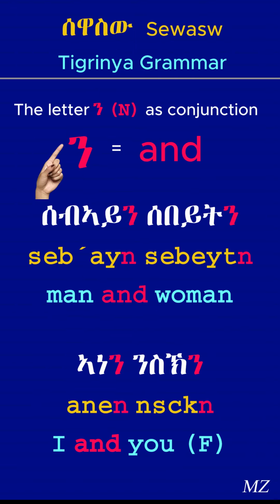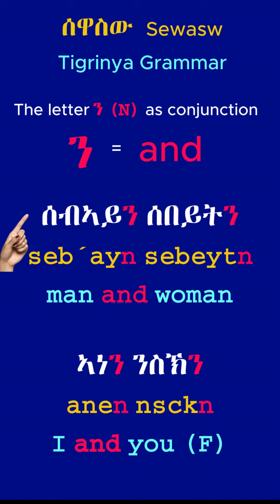Sewasu grammar. The letter N as conjunction. In Tigrinya, the letter N can be used as a conjunction or a preposition. The conjunction and appears twice in Tigrinya sentences or words, once at the end of the first word and once at the end of the second word. Here are some sentences in which the letter N is used as the conjunction and.